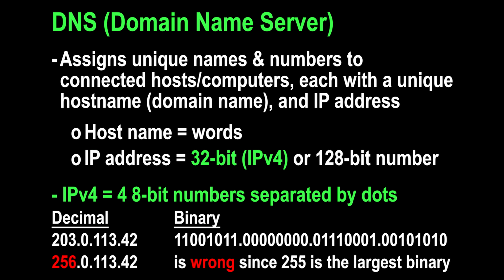The DNS domain name server assigns unique names and numbers to connected hosts or computers, each with a unique host name, domain name, and IP address. The host name is words, while the IP address is a 32-bit or 128-bit number. For IPv4, it is 32-bit, with 4 8-bit numbers separated by dots. I have put some examples on screen, and note that any values greater than 255 result in a false address.